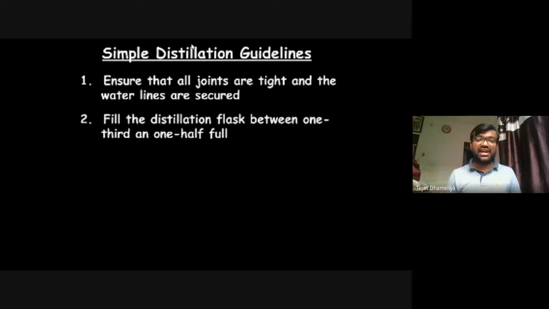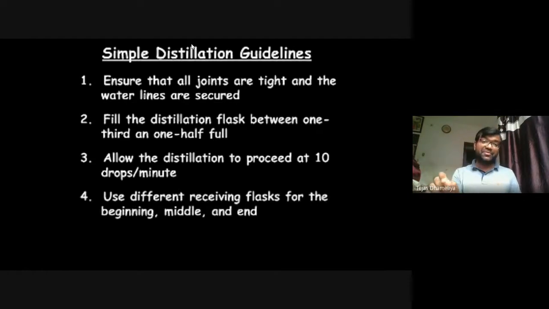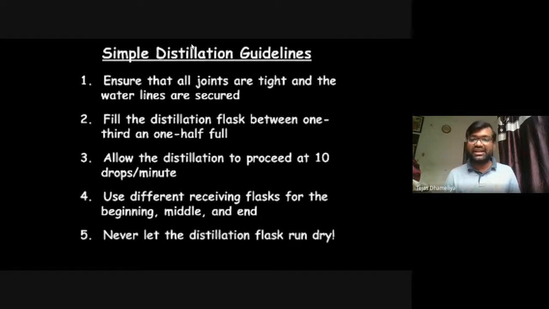Fill the distillation flask one third or half full, not more than half full because it will cause bumping. Turn 10 drops per minute. That is the adequate rate of distillation. And we should do the flask for beginning, middle, and end. Never let the distillation flask run dry.